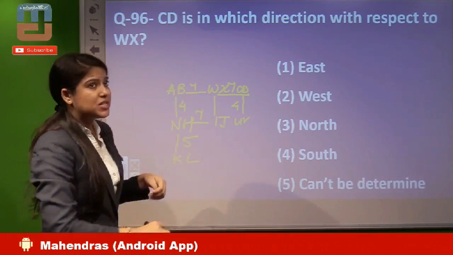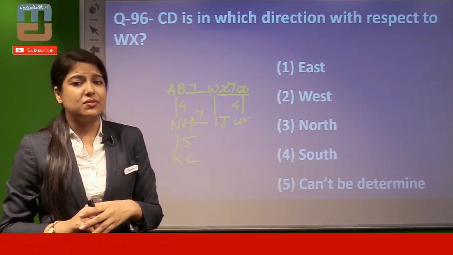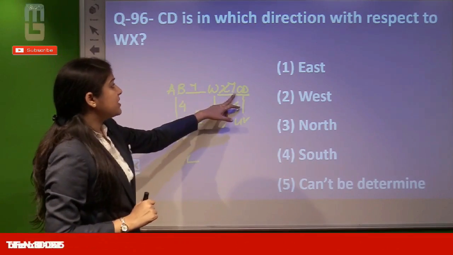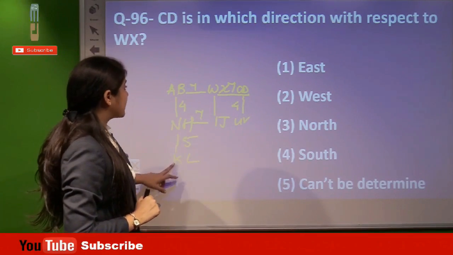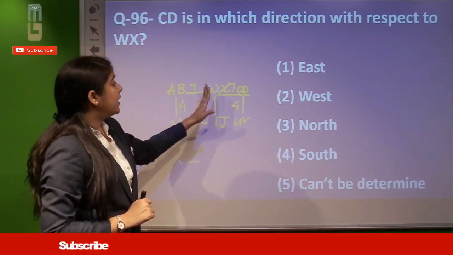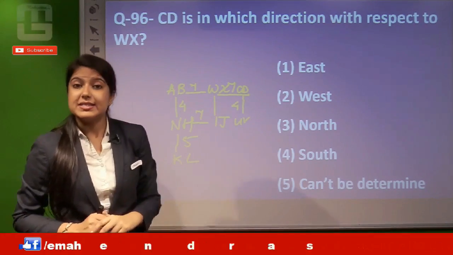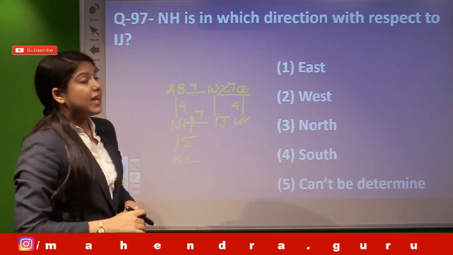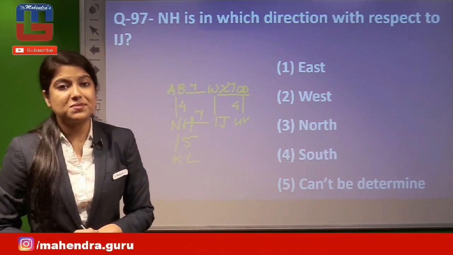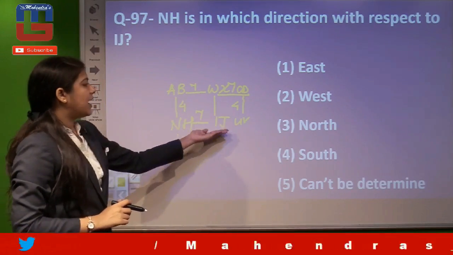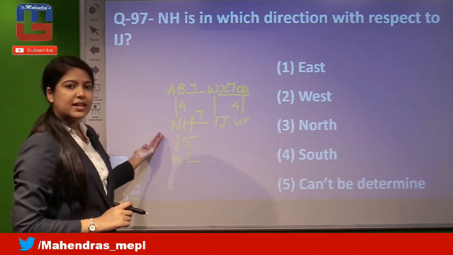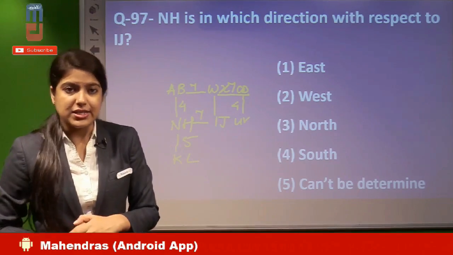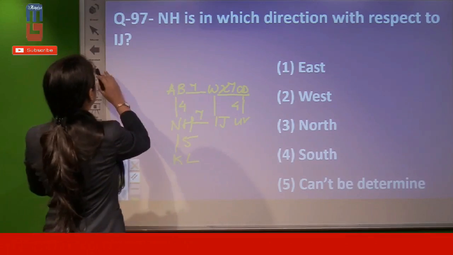Moving further with the next question: CD is in which direction with respect to WX? Where is WX? Here is WX. From WX, CD is east. So the answer would be option number 1, east. Next question: NH is in which direction with respect to IJ? Now NH is here, IJ is here. We have taken the standard direction chart and it is showing NH is in the west of IJ, right? So option number 2 would be the answer.